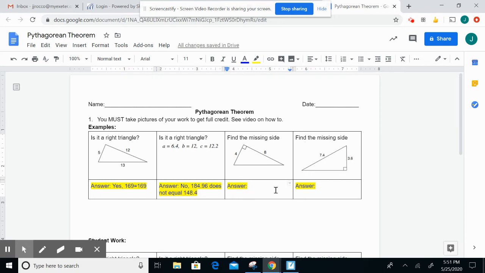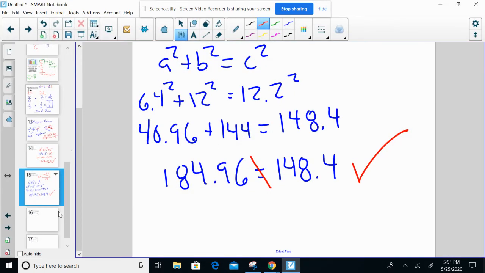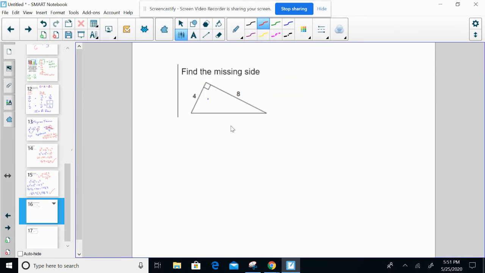So I know that you did the math and you answered the question. Okay. Now, this one, find the missing sides. So for this one, you're missing a side. And we already know it's a right triangle, so this is not the same type of problem. You just need to use what we know to find this.